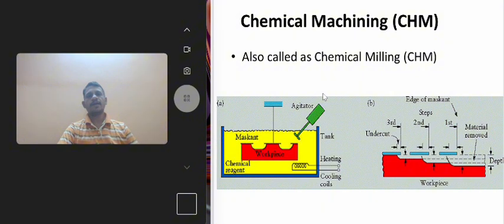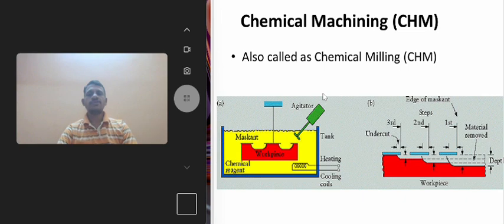First, we'll see about the chemical machining process, also called the chemical milling process. Construction. In this process, material is removed from the workpiece through a controlled etching or chemical attack of the workpiece material. Material can be removed from selected areas of the workpiece or from the entire surface of the workpiece according to requirement.